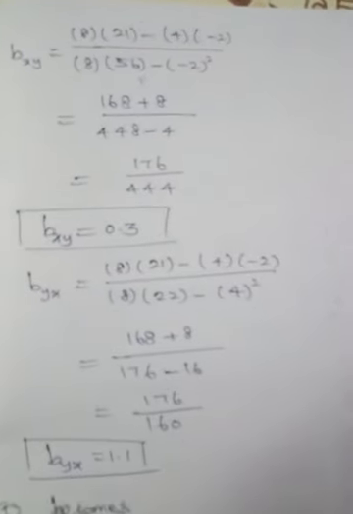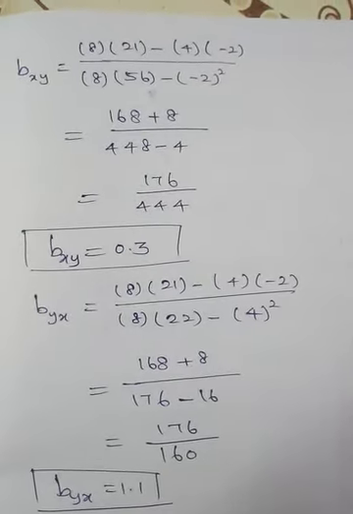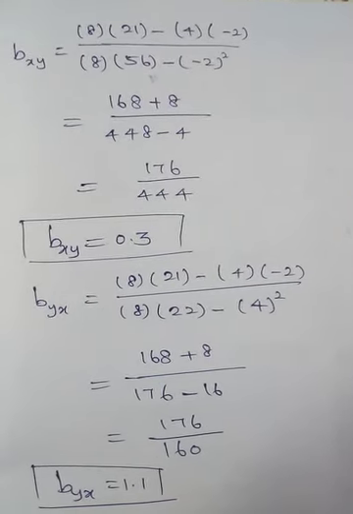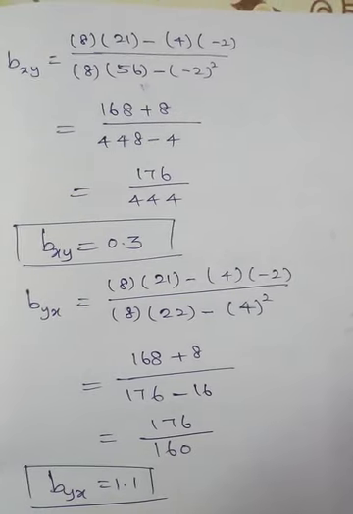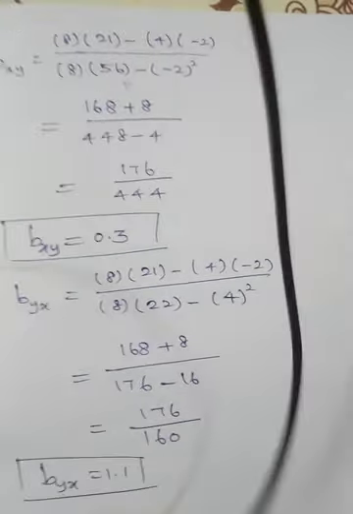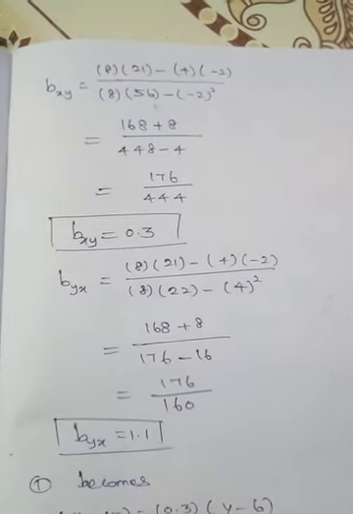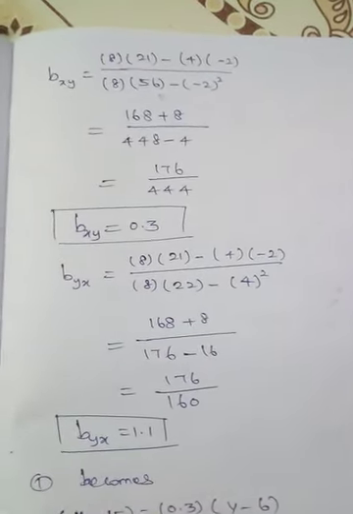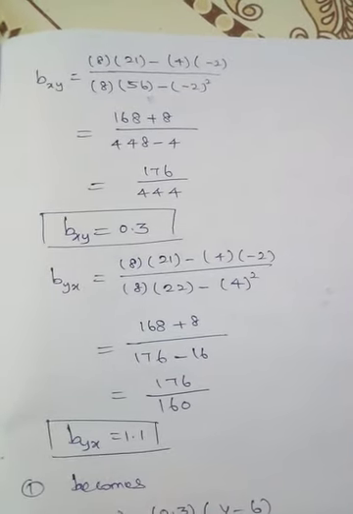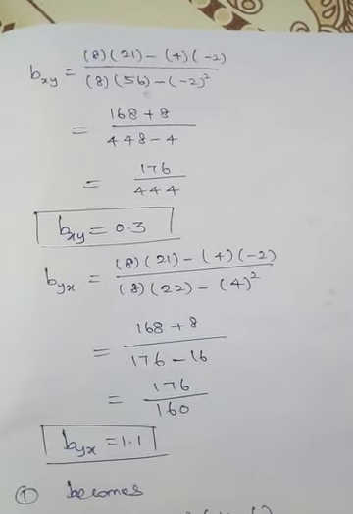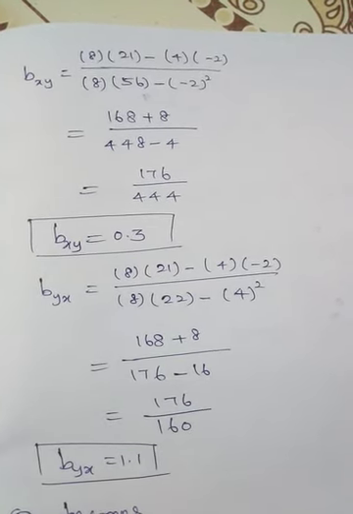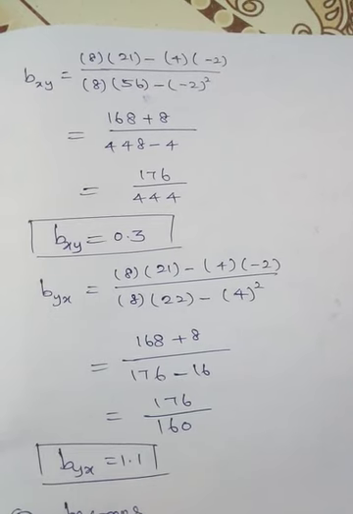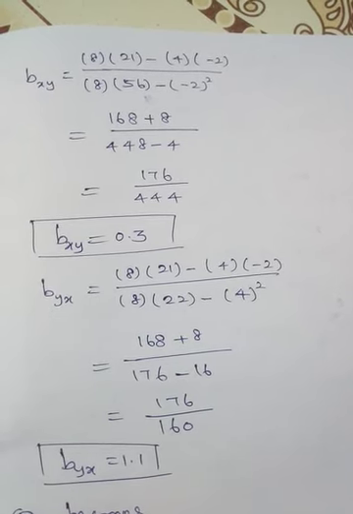Okay, see this, first one bxy. So just substitute. What is 8? Capital N means small n, the number of data. 8 into summation xy, 21, minus summation x into summation y, that is minus 2. Am I correct? And then the denominator: summation y squared, that is 56, minus summation y the whole square, minus 2 the whole square. Simplify. 168 plus 8 by 448 minus 4. The answer for the first regression coefficient bxy is equal to 0.3.